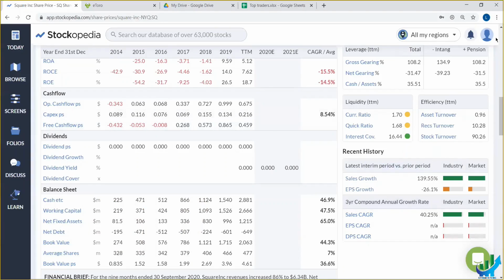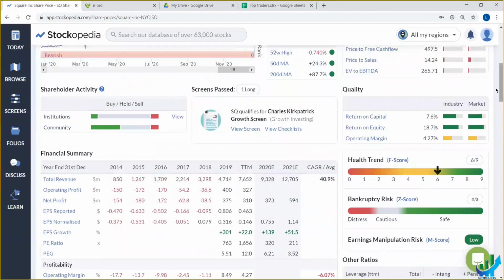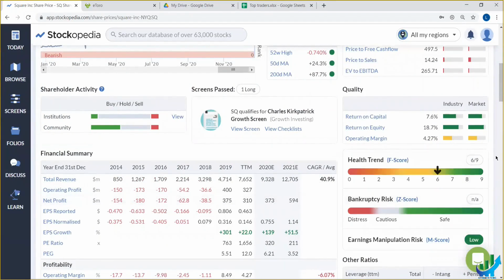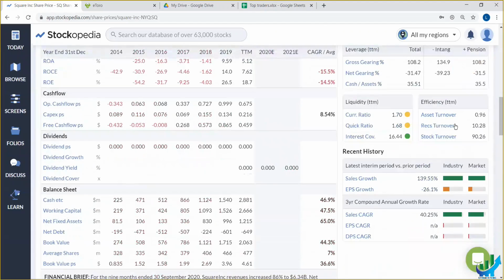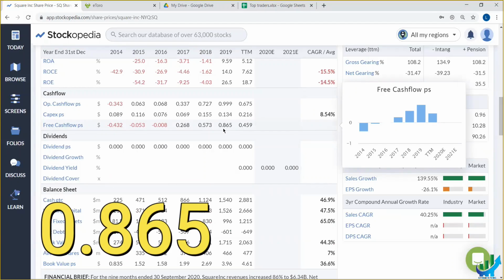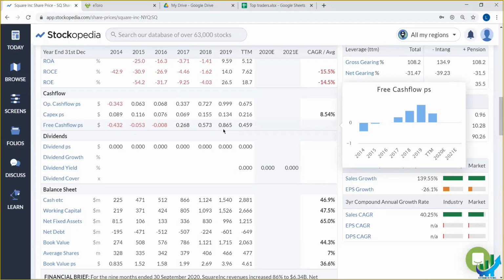Although, if you look at the numbers, they were losing money in 2017 and 2018. That's from an accounting perspective. But more importantly, they were actually cash flow positive in 2017 and 2018. In fact, they more than doubled their cash flow from one year to the next. And in 2019, it's gone up even more. You see that 0.865 dollar per share. So for every share that they've got, they're producing more and more cash.